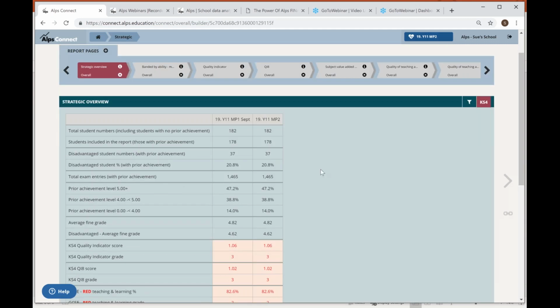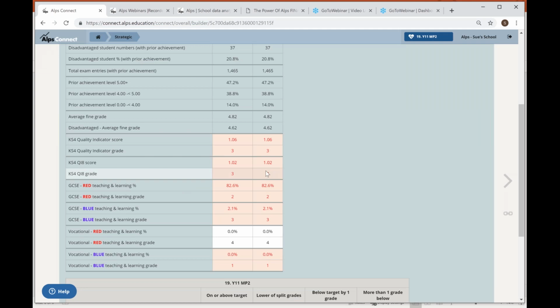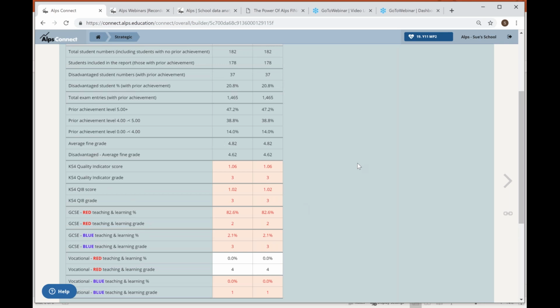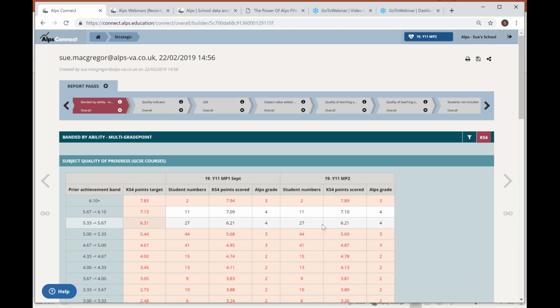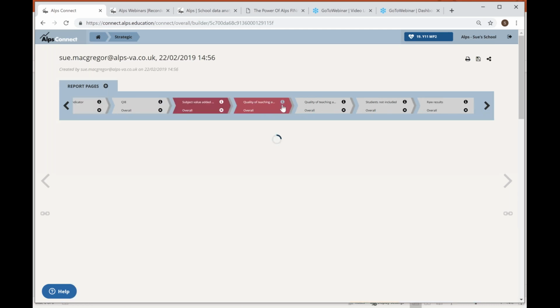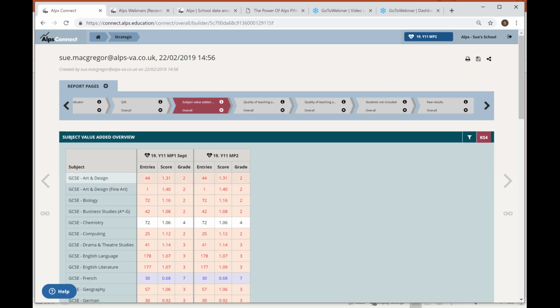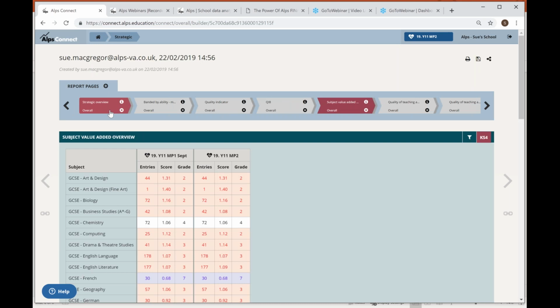So at Key Stage 4, I've got a quality indicator score, a QI8 score, red, blue teaching. I've also got some banded by ability information here as to how my different prior attaining young people are doing. I've got my subject value added page here with all my subjects in. They are there, etc. And I can save that, or I can print that. So basically, I've got the ability as a monitoring point to see how my school's doing strategically, and then start asking questions about individual subjects.